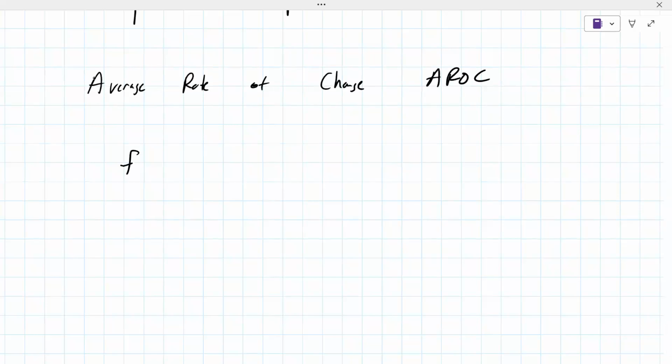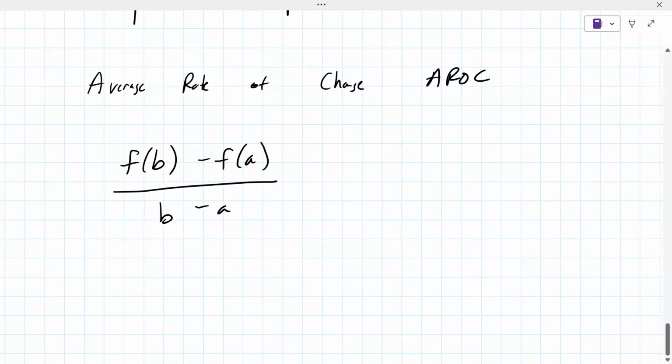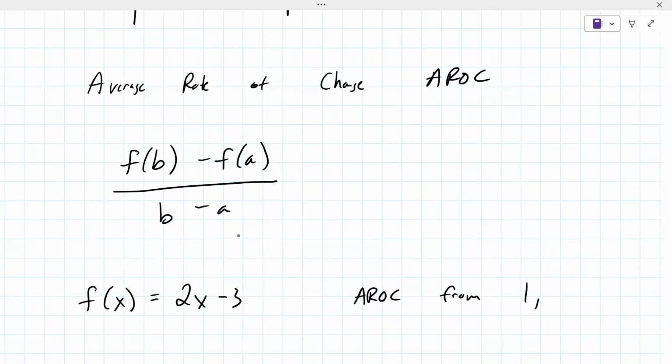All right, so you'll see this, they call it average rate of change, and then they shorthand it by saying AROC. It has a formula, f of b minus f of a over b minus a. Okay, and we're gonna work through a few examples together. So let's just say the function is 2x minus 3, and I want the average rate of change from 1 to 5.